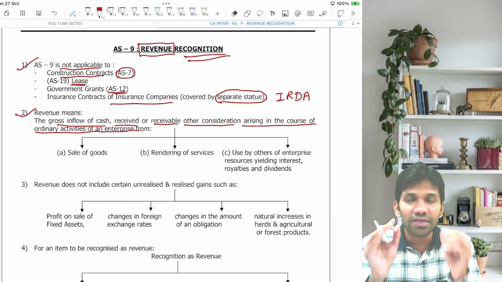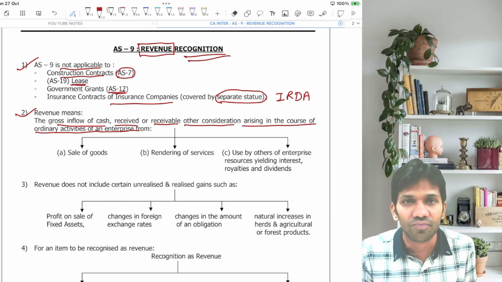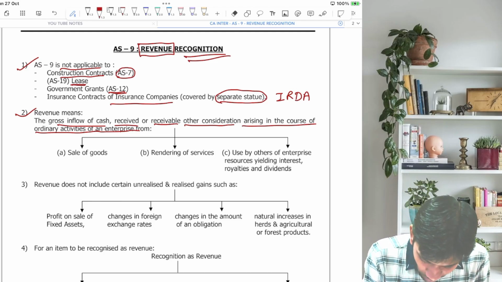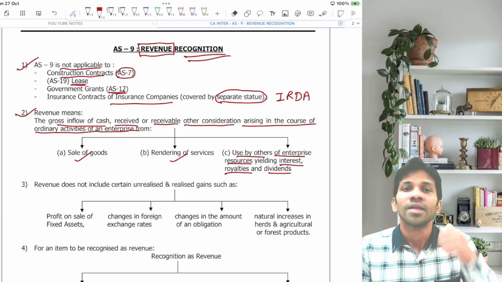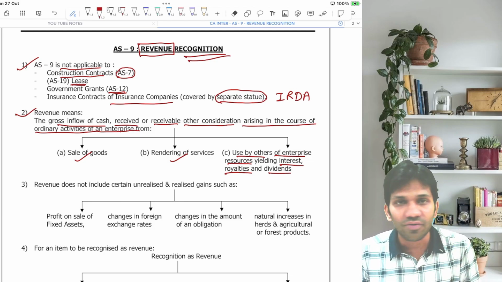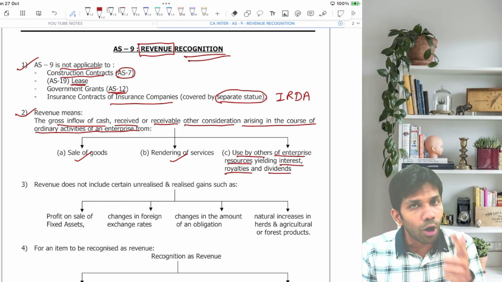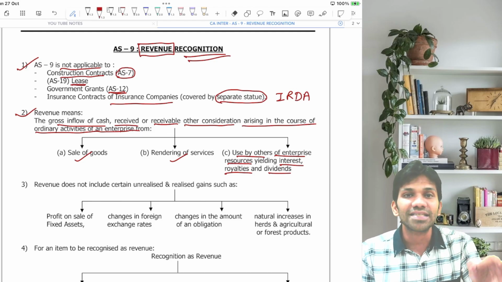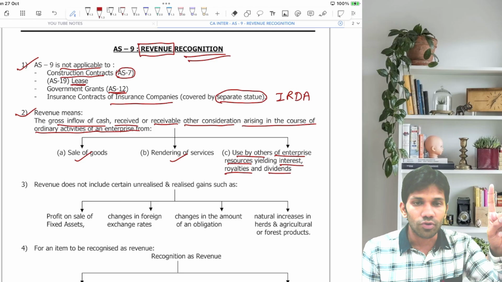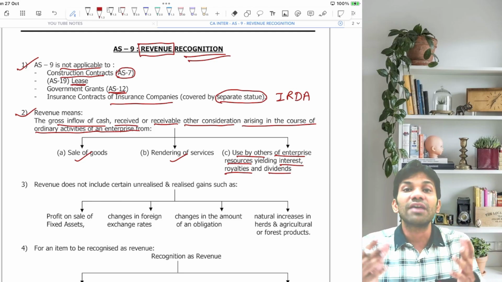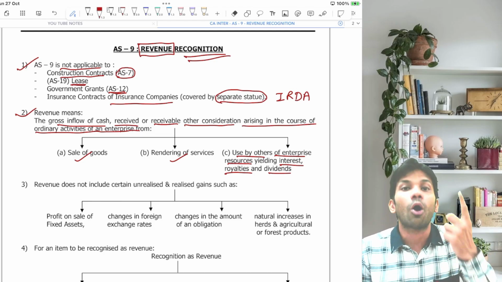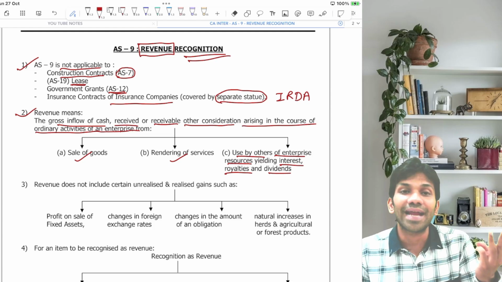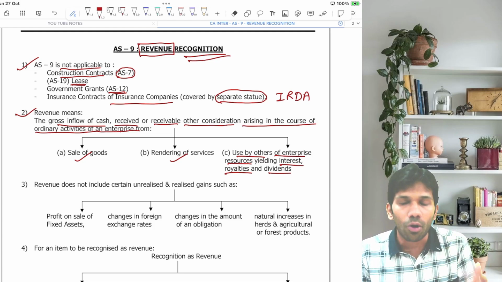So what is revenue? Anything which you receive or are going to receive from the normal course of business. That is from sale of goods, from rendering of services, or use by others of enterprise resources yielding interest, royalty and dividends. So basically revenue means gross inflow of cash either received or receivable from the regular activities of a business. Remember this definition very well. If some persons use our assets and we give them on rent, or we get interest or dividend from such things, all are inflows and all are considered as revenue.